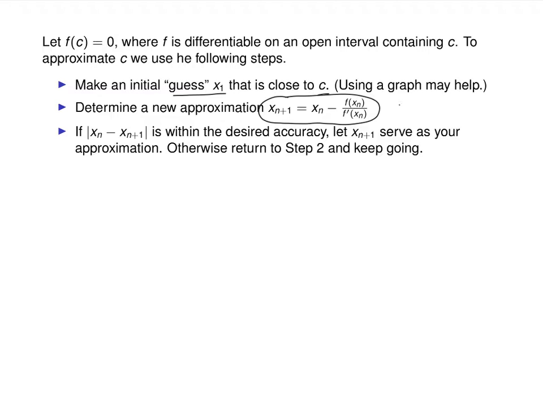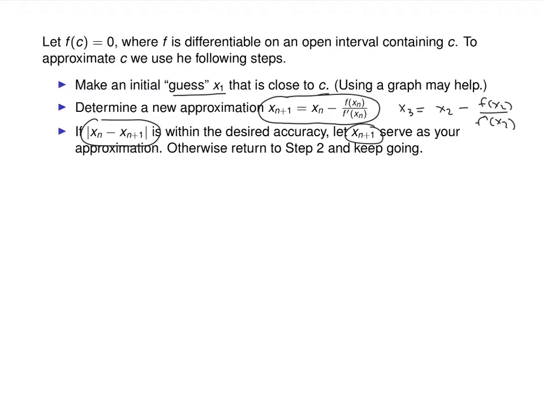And think about before, we had x3 equals x2 minus f of x2 over f prime of x2, right? The point is the new approximation is x n plus 1, one more than the old one. And then if the difference between two successive approximations is within desired accuracy, you let that last approximation serve as what you're going to use. Otherwise, you just keep going. And the difference being within desired accuracy just means you're going to get answers that have a bunch of matching decimals.